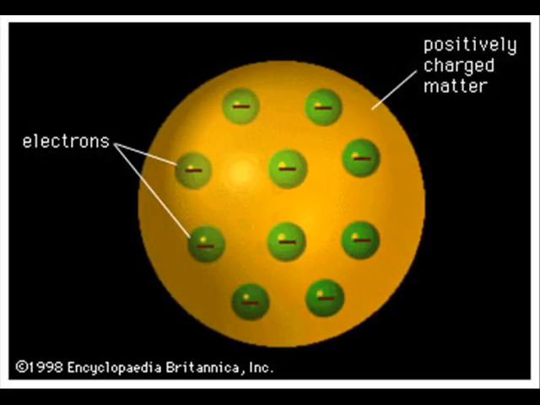Thomson experimented and also showed that there were particles in the cathode ray that have mass and negative charge. He called them electrons, and they make up part of the atom.